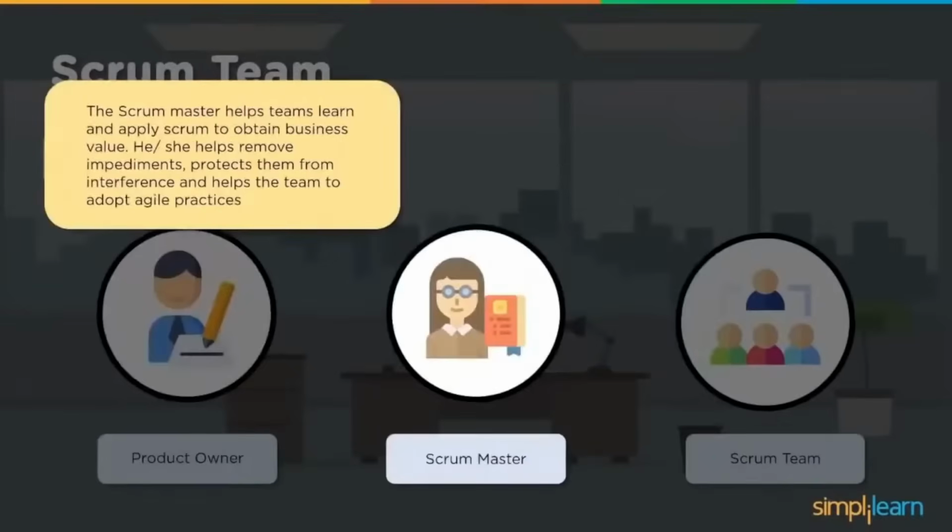So the Scrum Master, the next role, helps teams learn and apply Scrum to obtain business value. This means the Scrum Master closely works with the team. He or she helps remove impediments. What are impediments? Something which stops us from moving forward, something which doesn't allow us to deliver things the way they are required. So that needs to be eliminated, and that needs to be understood.